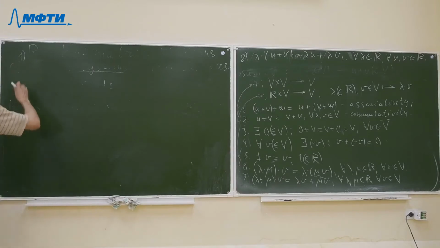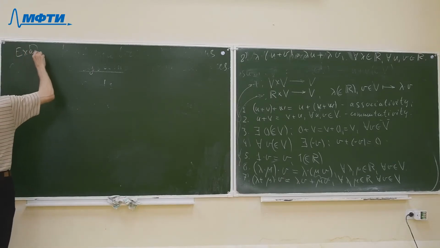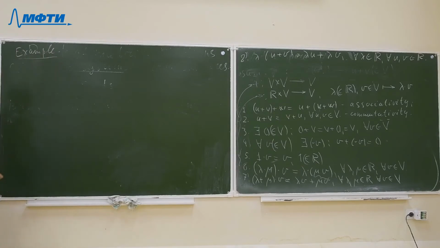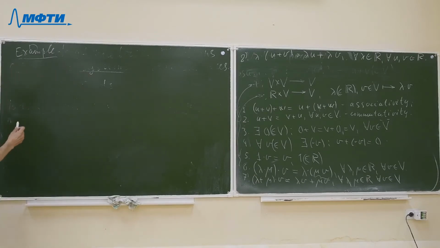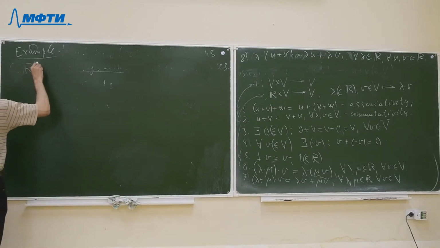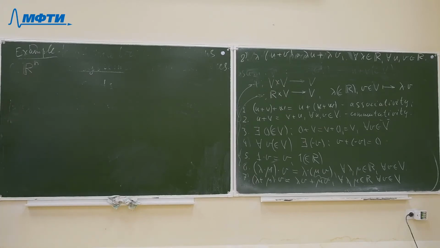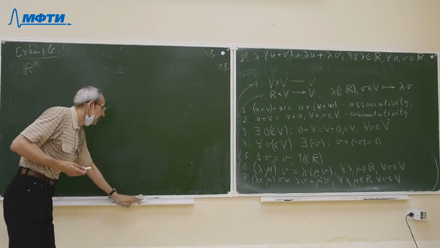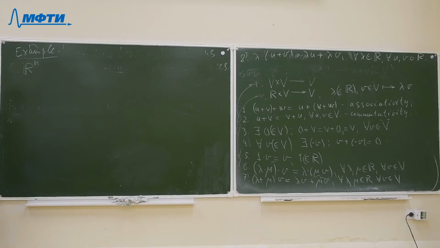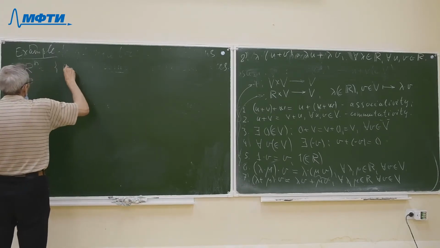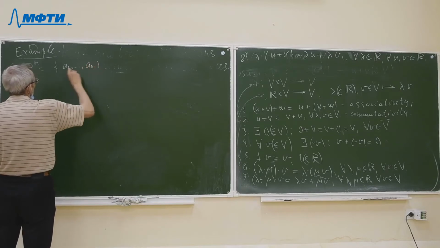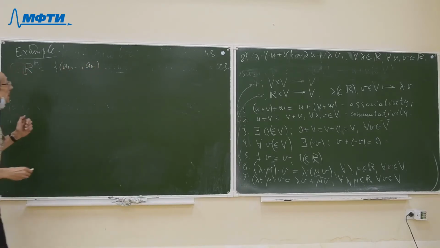And the second example, the first algebraic example of such a structure, is the arithmetical vector space Rn. This is the main example of a vector space for us. What does this notation mean? Rn is the set of n-tuples of real numbers.